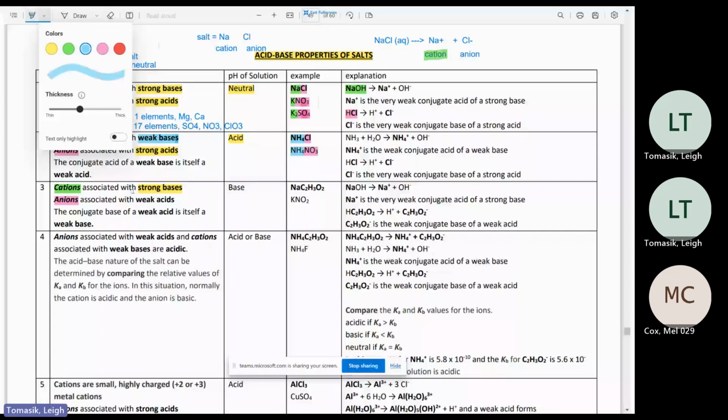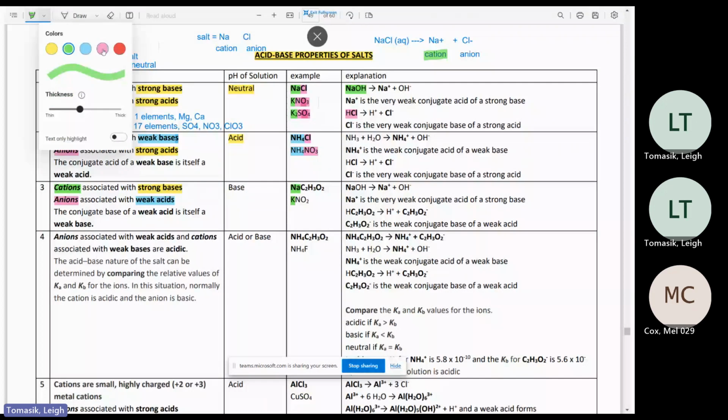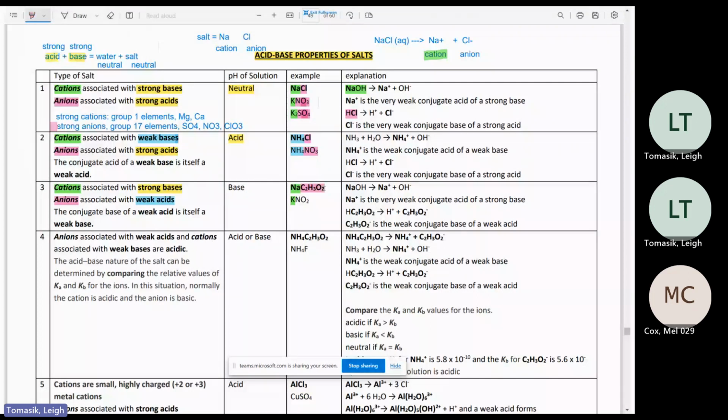So you can see the beginnings of these salts are from the strong cations list. We have sodium and potassium, which are group 1 elements. So they're from the strong list, but you can see also that the anions are not from the strong acid list. The ending here is acetate. It's not a group 17 element. It's not SO4. It's not NO3. It's not ClO3. So that's weak.